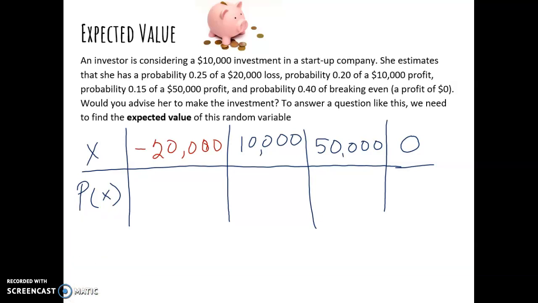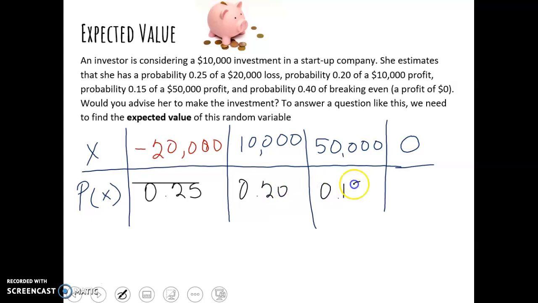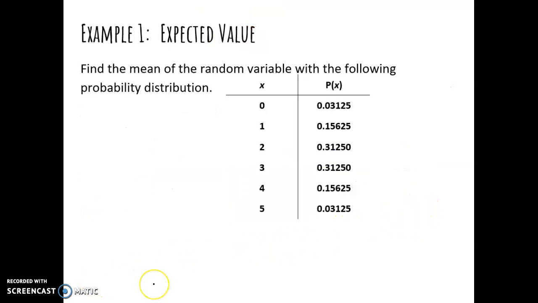So the probability of a $20,000 loss. Now for loss, notice I put a negative. If you're losing, that'd be negative. So that's 0.25. A $10,000 profit is 0.20. And a 0.15 for a $50,000 profit, and breaking even is 0.40. If you add these together, 0.25 plus 0.20 is 0.45, plus 0.15 would be 0.60, plus 0.40 would be 1.